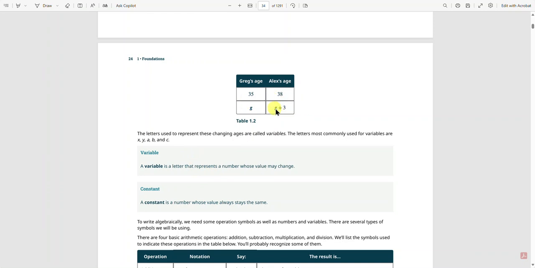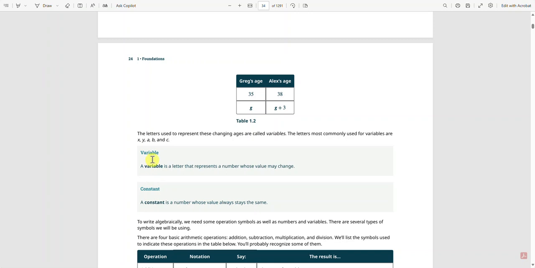And here we have that summarized at the bottom of this table. Whatever Greg's age is, which we represent with the letter G, Alex's age will be equal to G plus 3. Pretty simple. The letters used to represent these changing ages are called variables. The letters most commonly used for variables are X, Y, A, B, and C. So the letters are used to represent variables, quantities that can change.